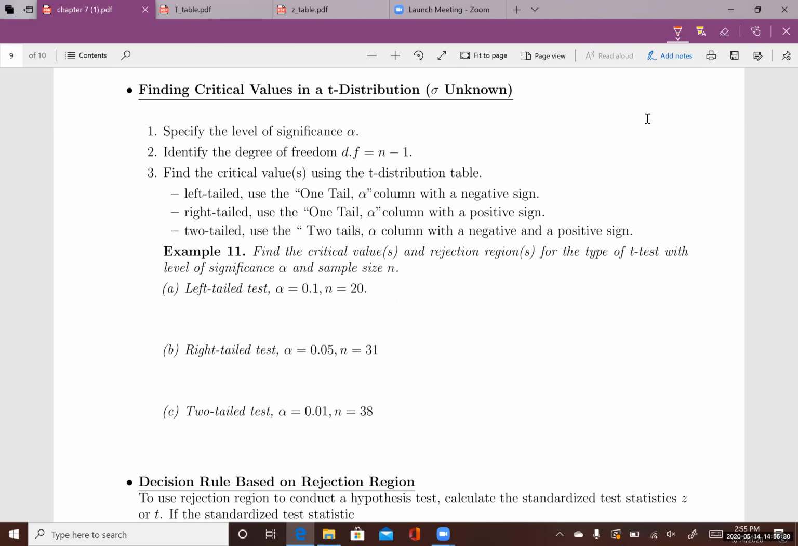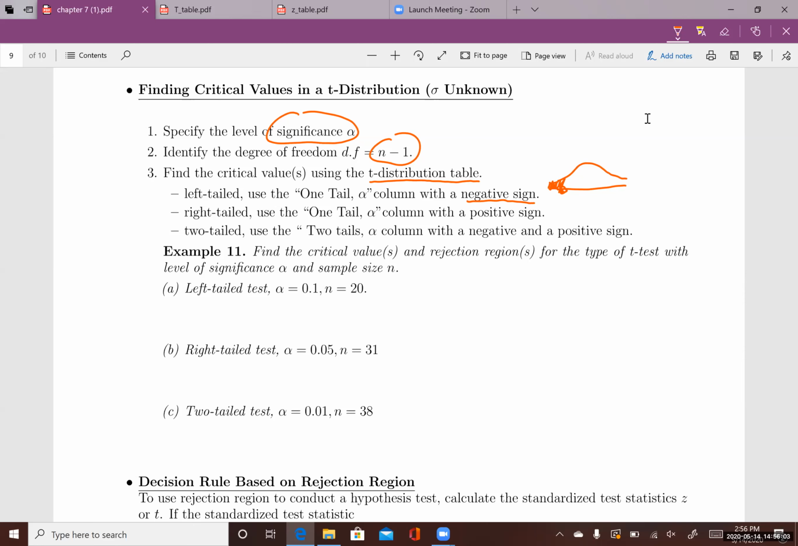Okay, how can you find the critical values in the t-distributions? First step is identify the level of significance alpha. Identify the degree of freedom, n-1, and then you can use this t-distribution table as a following rule. So if you have a left-tail test, then use the one-tail alpha column with a negative sign. So if you have a left-tail test, then your t critical value should be negative, and you want to use a negative sign of it.